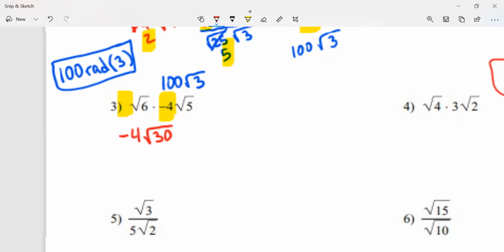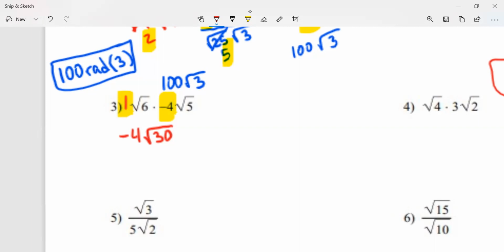Technically, the space outside of the radical 6, technically it's a 1. So empty spaces are technically 1. So I multiply those two numbers. That's how I got the -4 on the outside. And then multiply your radicals. 6 times 5 gives me 30. Then ask yourself, can you simplify your radical?